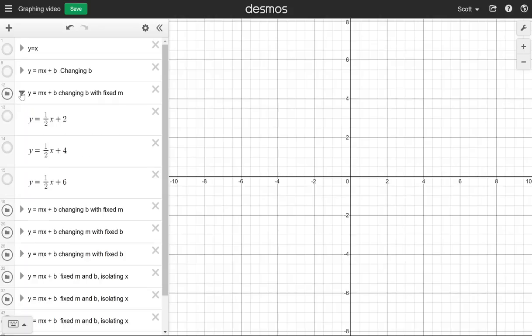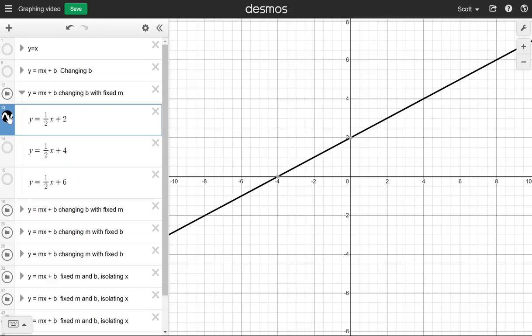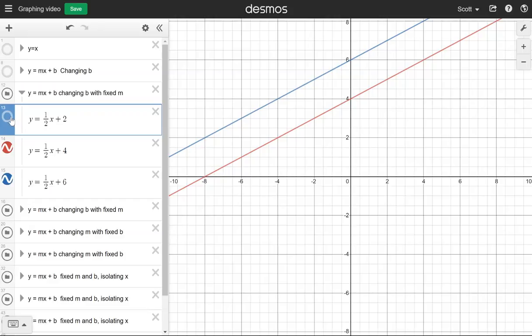Now in this one, we are changing b with a fixed m, but in this case the fixed value of the slope is 1/2. So here is 1/2 x plus 2. Here we're adding 4. And here we're adding 6. So what's happening when we add 2, 4, and then 6?